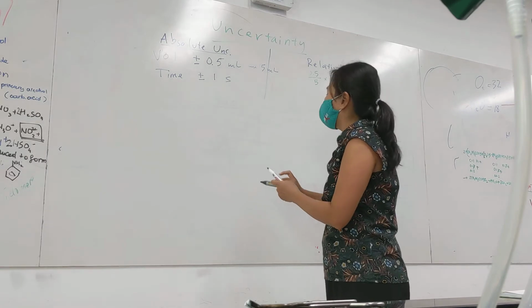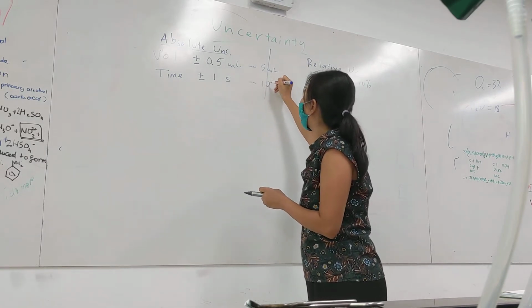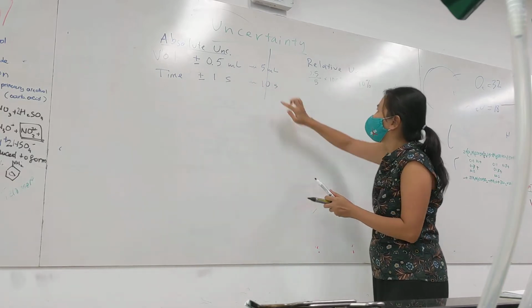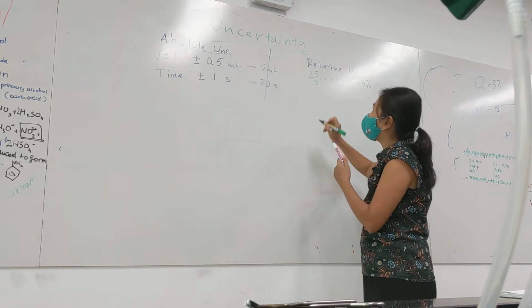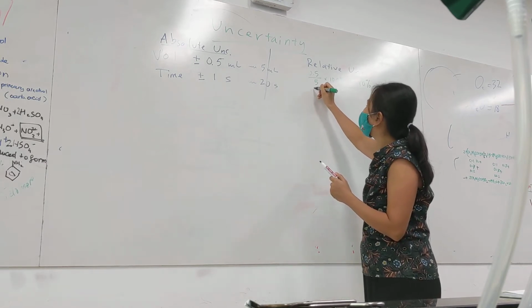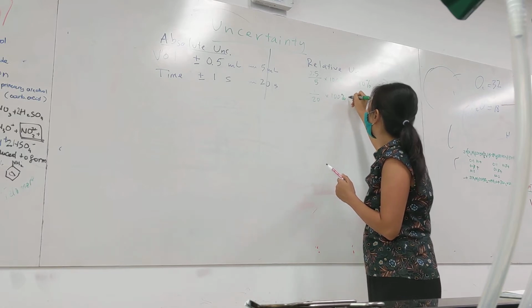All right, might as well do time. So let's say you were measuring 10 seconds, or let's do 20 seconds, change it a bit. 20 seconds, then your relative uncertainty for time is 1 divided by 20 multiplied by 100%, so you get 5%.